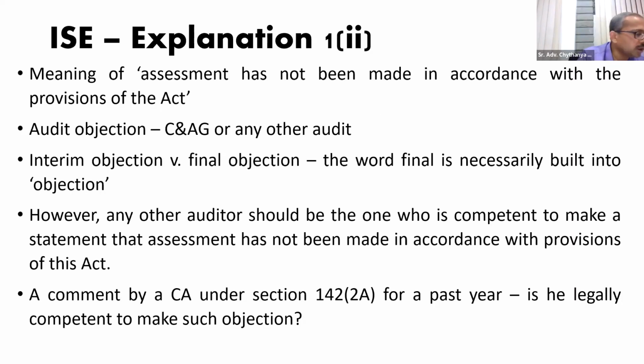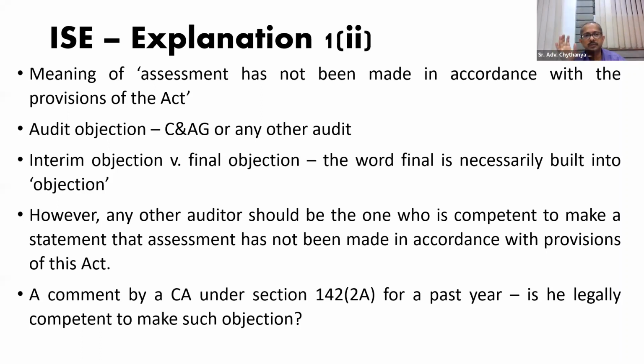Now, we'll go to the second item. Any audit objection to the effect that the assessment in the case of the assessee for the relevant assessment year has not been made in accordance with the provisions of this Act. So earlier it was C&AG and final. Now they omitted the word final. They omitted the word C&AG. Would it mean any audit, any objection?